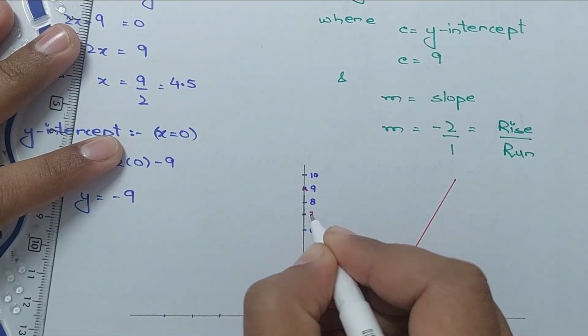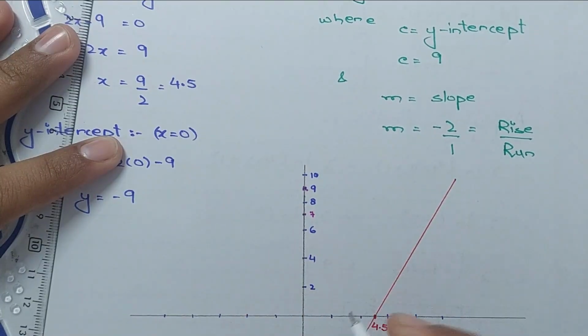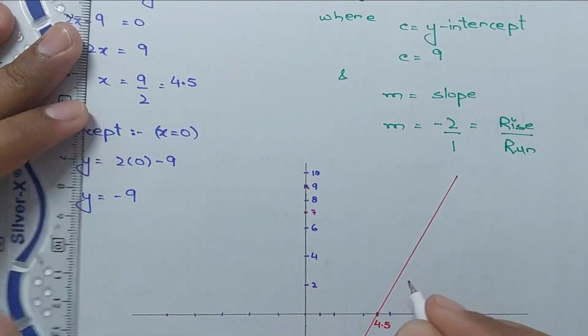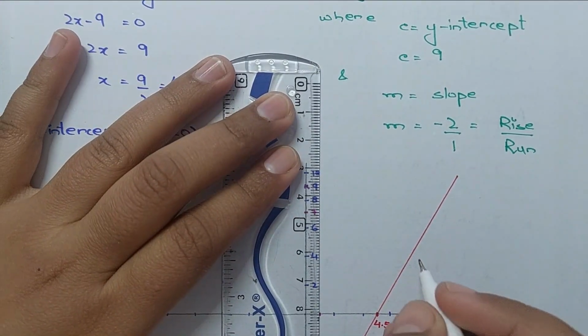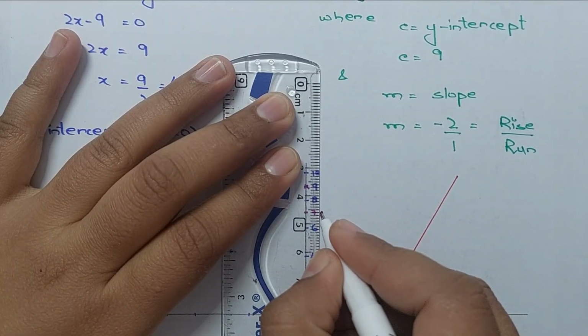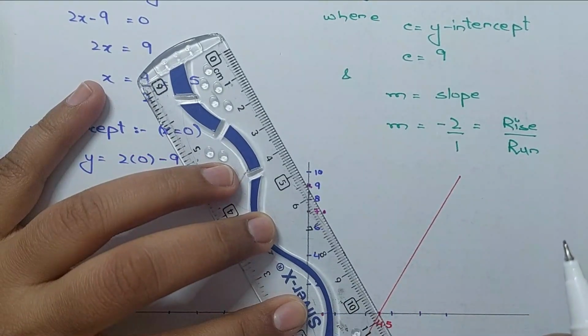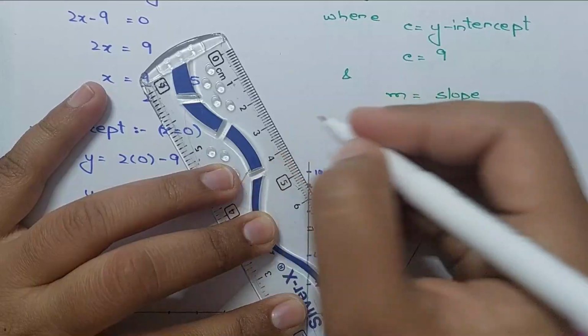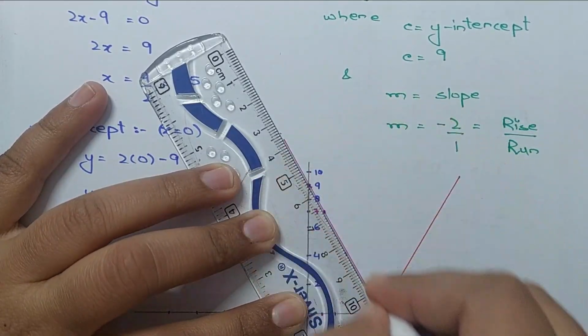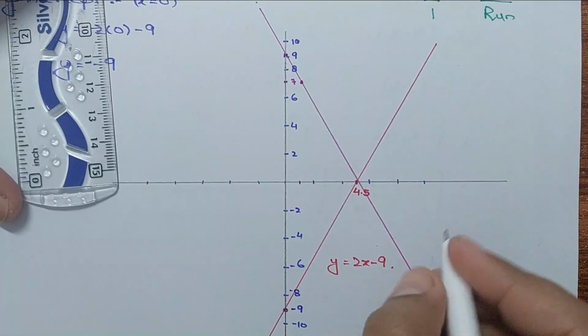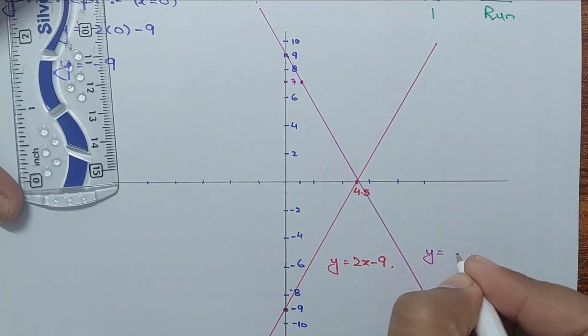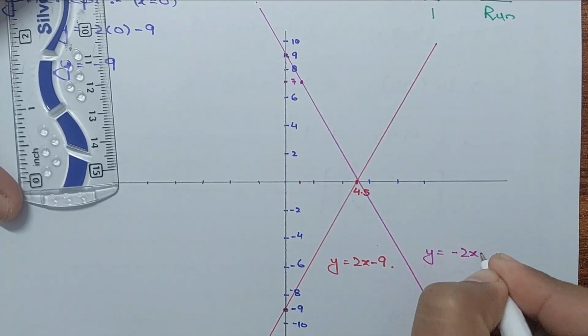So this is 9, 1 unit and 2 units down. So we are at number 7. And you have to run 1 unit to the right. Now we are at number 1. So 1 and 7 is your second point. Okay, connect these two. This purple one is the graph for y equals minus 2x plus 9.